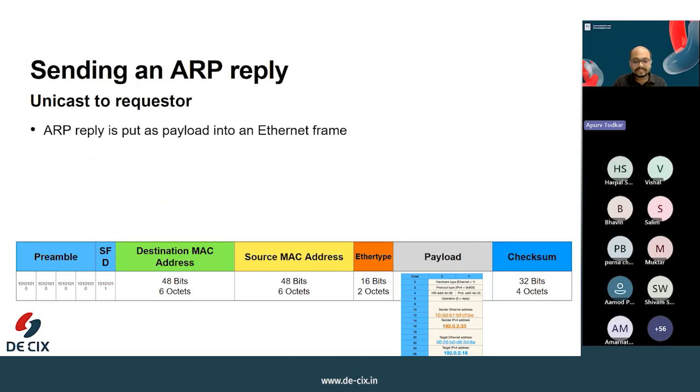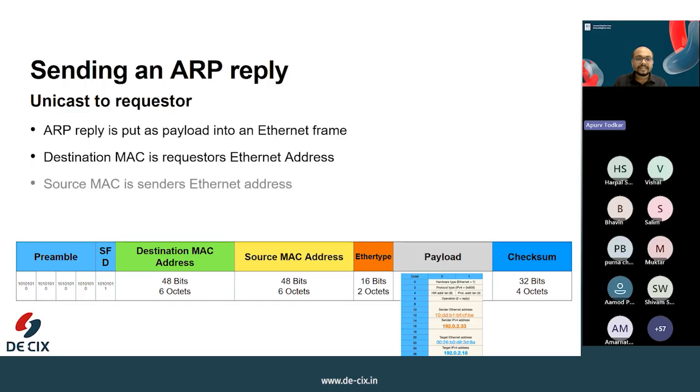So again, we'll see how this fits into the Ethernet frame. Again, the ARP packet goes into the frame somewhat like we saw in the ARP request packet. So the destination address here is the requester. Okay. Then the source MAC address is that of the sender, and the ether type is set to 0x0806, like we had already seen.